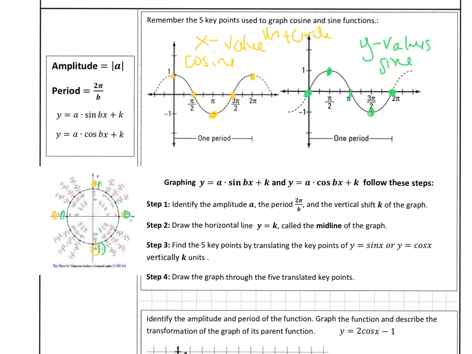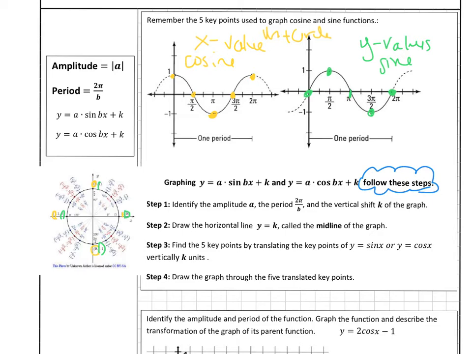And then we have a review of the steps for graphing as well. This was on our previous week's notes, and we're going to continue to follow these steps. In general, we're looking for the amplitude, period, and the vertical shift. We're going to focus on the midline to help us. We're going to graph our key points of the parent sine and cosine functions that we just did, and then from there, we're going to translate our key points.